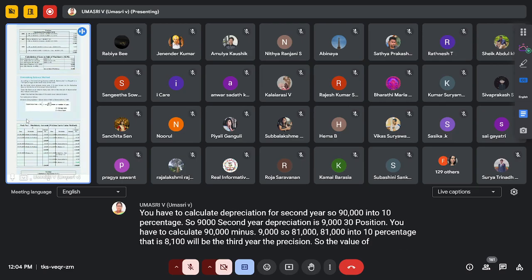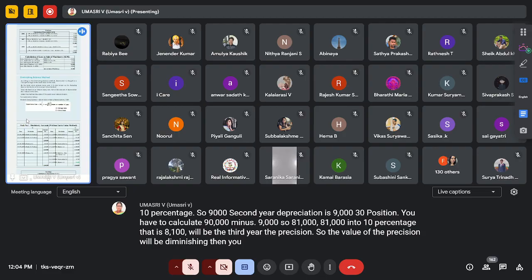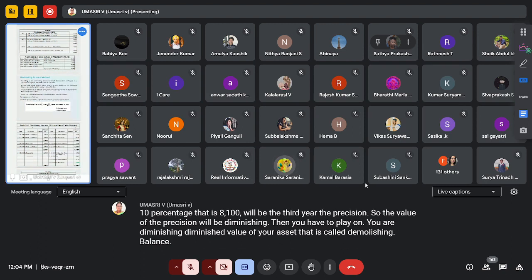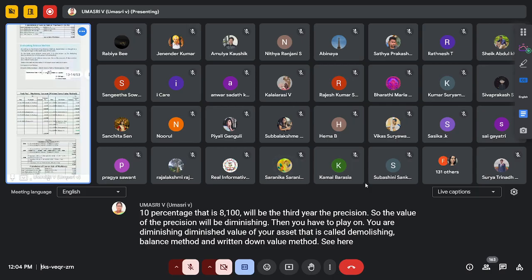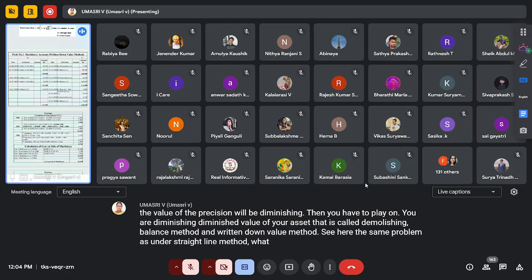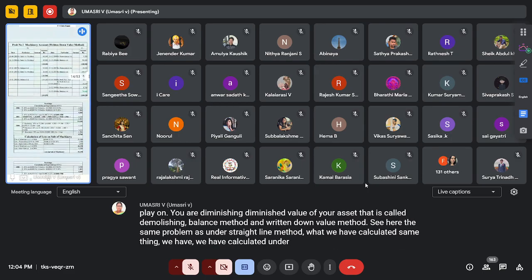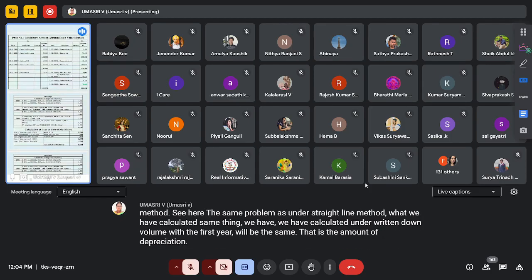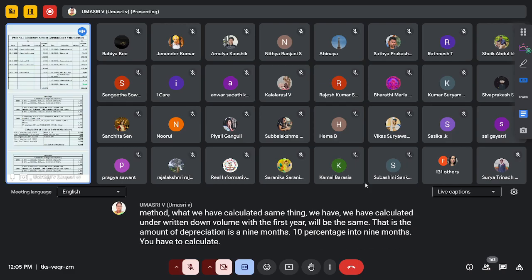So the value of depreciation will be diminishing. You have to calculate on the diminished value of your asset. That is called the diminishing balance method and written down value method. See here, the same problem under the straight line method, what we have calculated, the same thing we have calculated under the written down value method. First year will be the same. That is, the amount of depreciation is for 9 months, 10% into 9 months, you have to calculate 5,500.